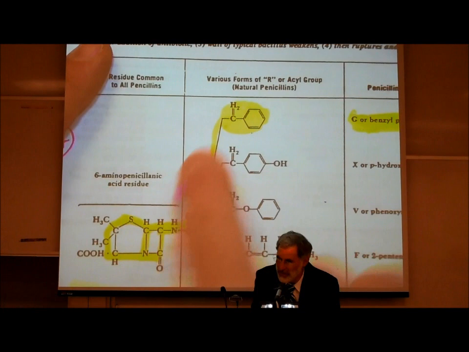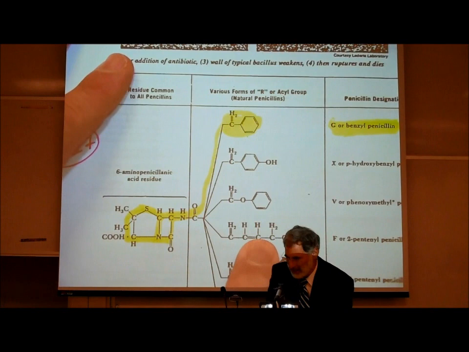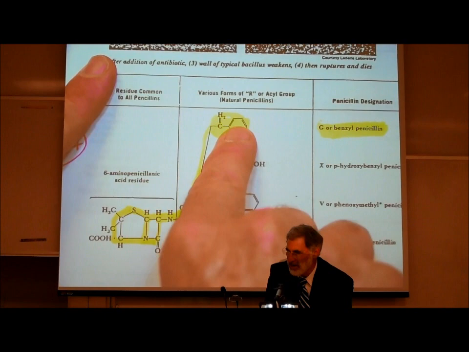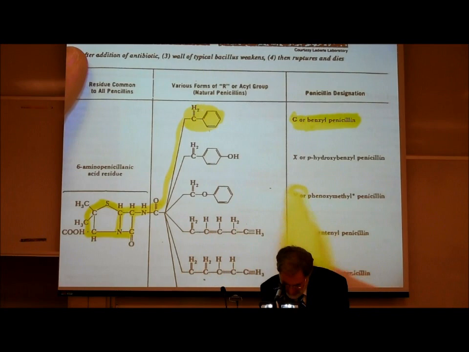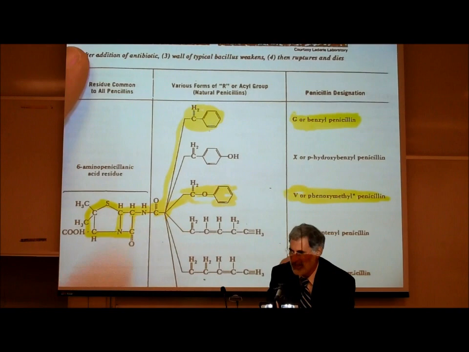Now, what we're going to be seeing very shortly is that they have taken the side chain and modified it. And when they modify the side chain, they can change it from what's called penicillin G to penicillin V. Does everybody see this? Penicillin V, or phenoxymethyl penicillin, has a slightly different side chain attached to the attached garage.